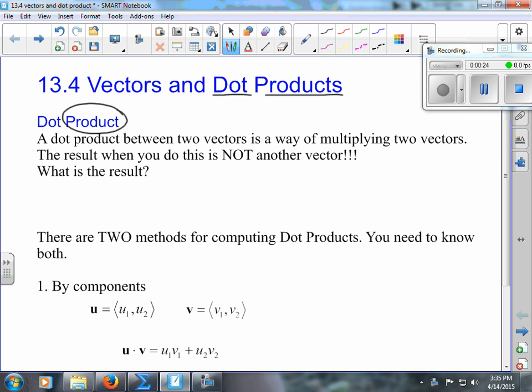The second method of multiplication is called a cross product, and we're going to learn that. That's going to be the very last thing that we do this year. We're going to go over some matrices first. But now we're going to first learn dot product.